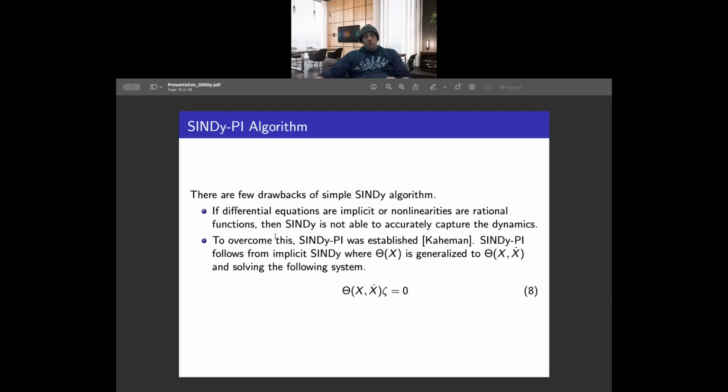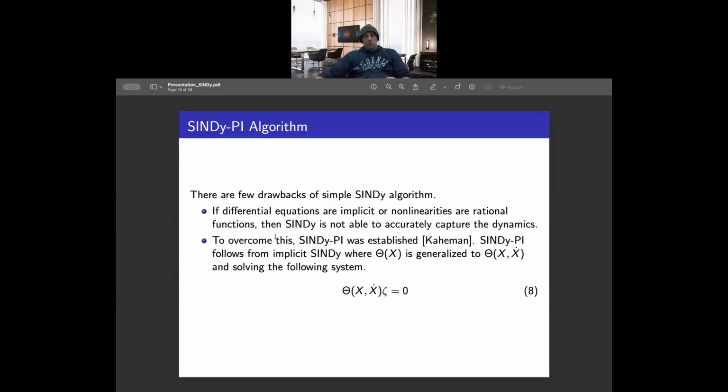So this is actually the SINDy-PI, which is a modification of the simple SINDy algorithm. As I was saying, we don't have the x dot term in the f that we had in any dynamical system, but the SINDy-PI is an extension of the SINDy. In this case, in the augmented library that we have, we introduce the x dot term as well.